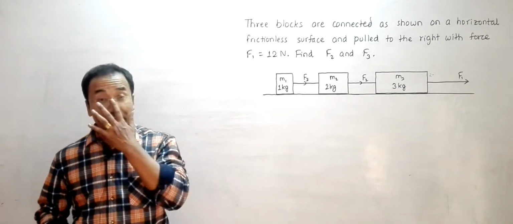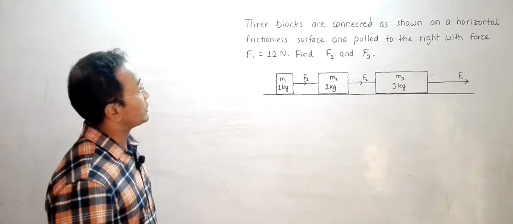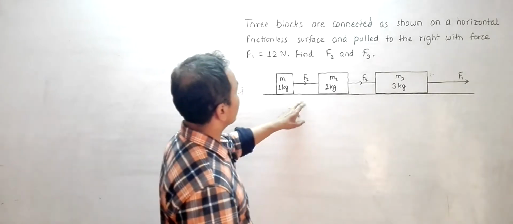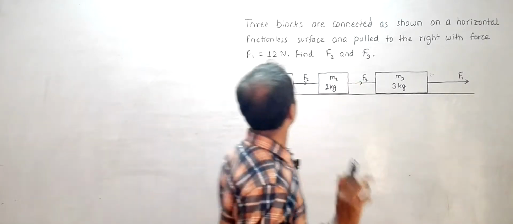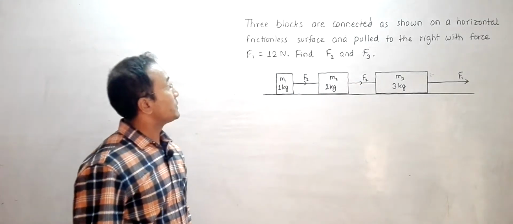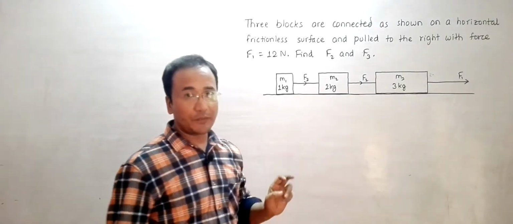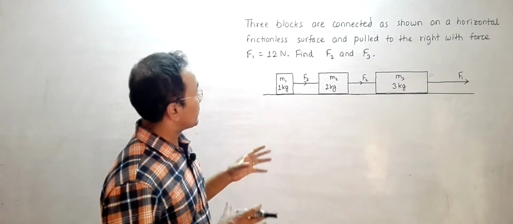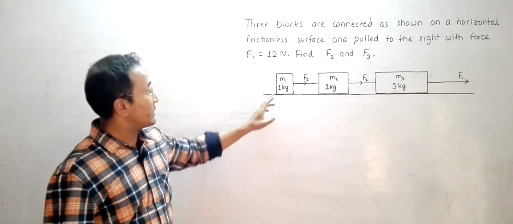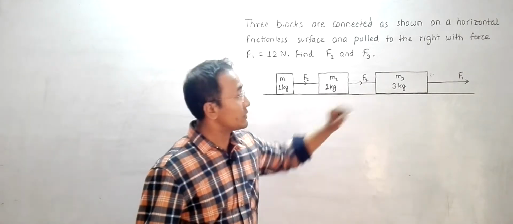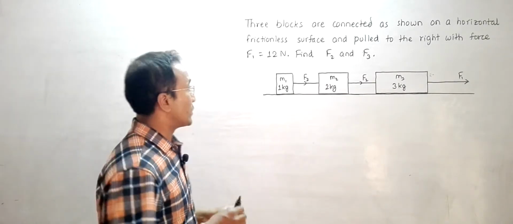The question for today is, three blocks are connected as shown on a horizontal frictional surface, and pulled to the right with the force F1 equal to 12 Newton. We have to find the value of the forces F2 and F3. As you can see, the masses of the bodies are M1, M2, M3, which are respectively 1 kg, 2 kg and 3 kg. So here let's first write the given quantities.